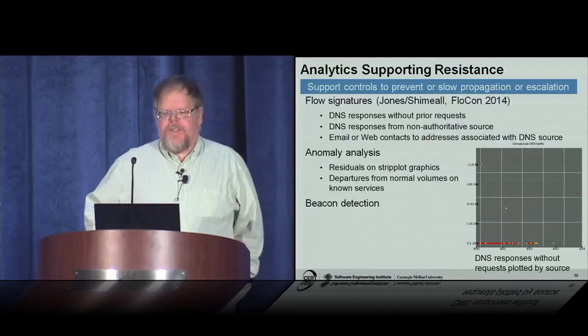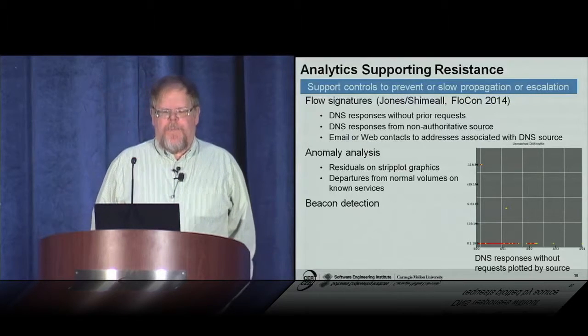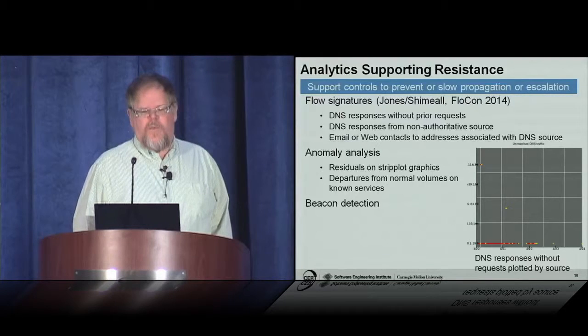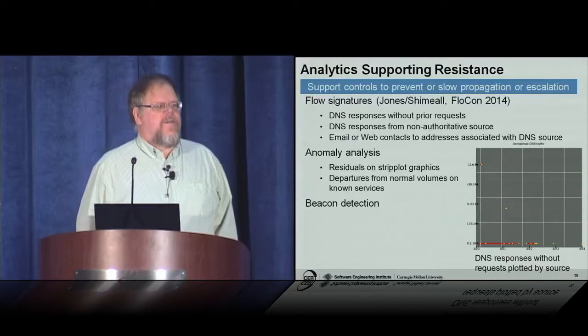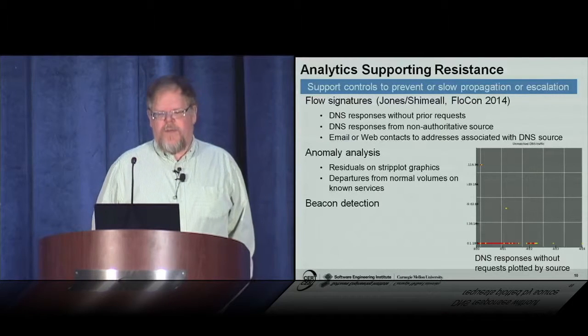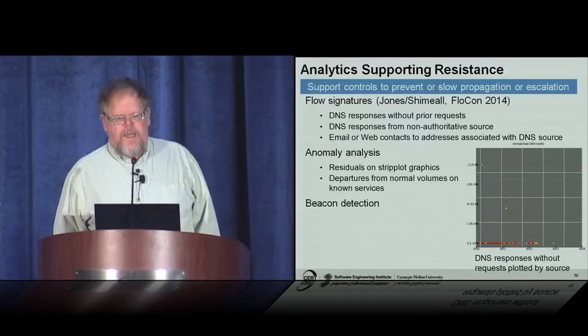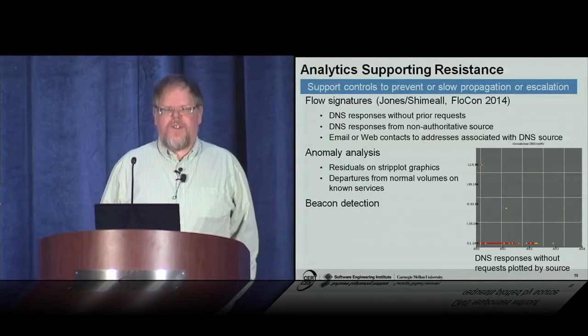The third approach is resistance, and this strategy is: okay, we could not necessarily prevent the initial intrusion. Can we prevent or slow propagation or escalation of the intruder's activity within the network? And this gets a little bit more complex analytically. Ideally, what we want to be able to do is apply signatures across flows.